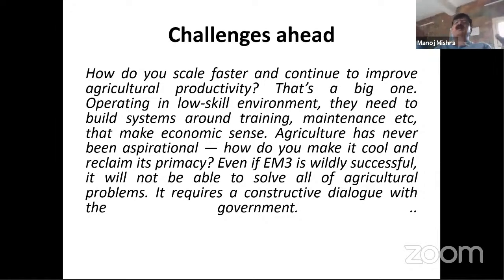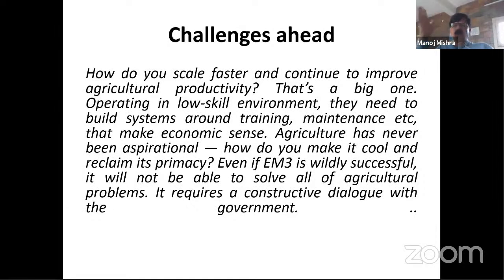We are operating actually in a low skill environment. Now, why did I say this? Low skill environment means I'm not talking about the farming community. I'm talking about the people whom we are associating with, whom we are taking along in facilitating the service sector, and that is a non-farm sector in one way, because they might not have those educational skills or those soft skills to facilitate the information services that we are talking about. So we should be building our economic sense around training, around maintenance. These are things to be looked at, and how we do that is another thought process one should always think about.